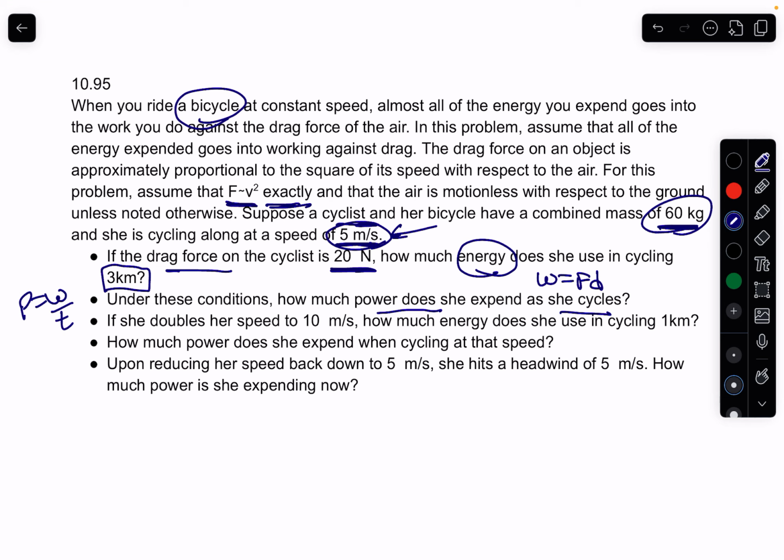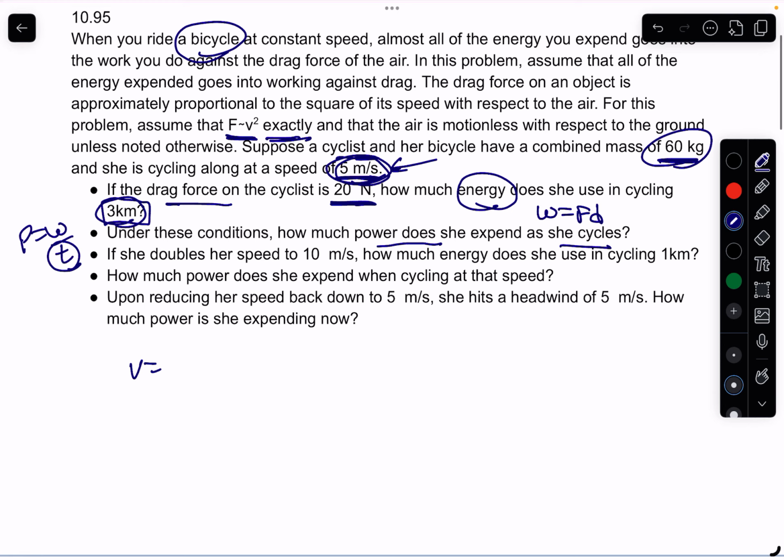Now, what do we know? We know that she's traveling at 5 meters per second, and we know that she traveled for 3 kilometers. So, of course, velocity is distance over time. Solve for time and plug that into the power equation.